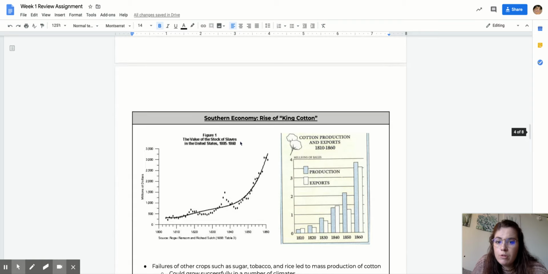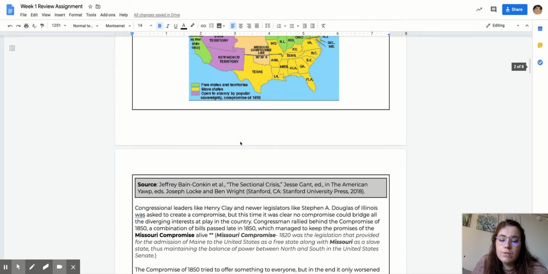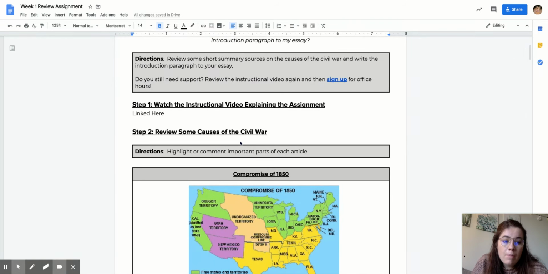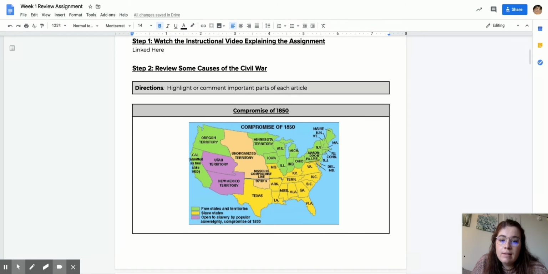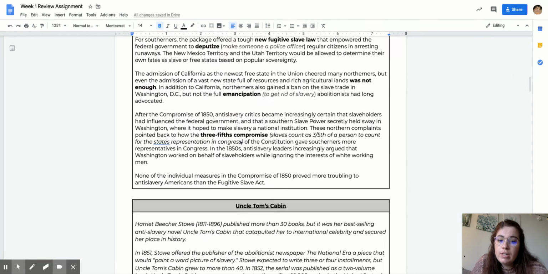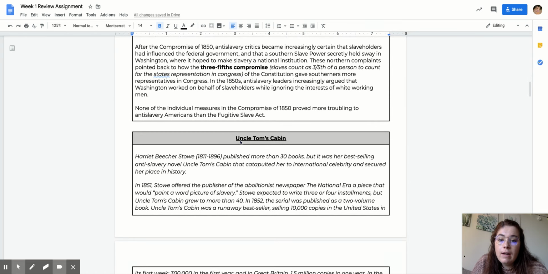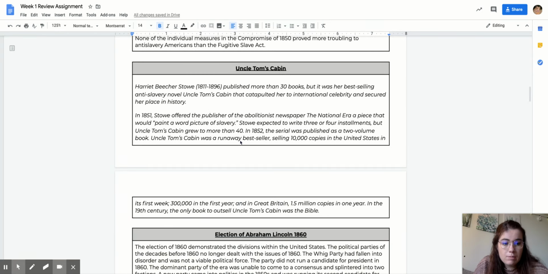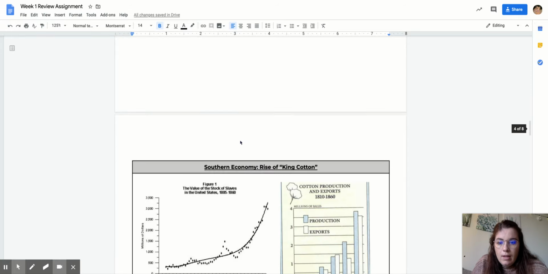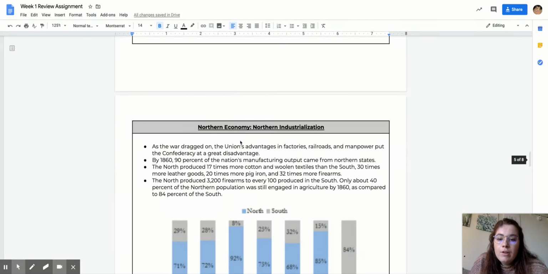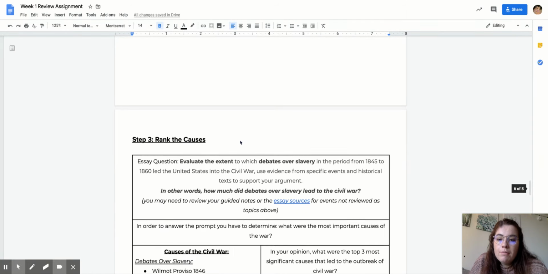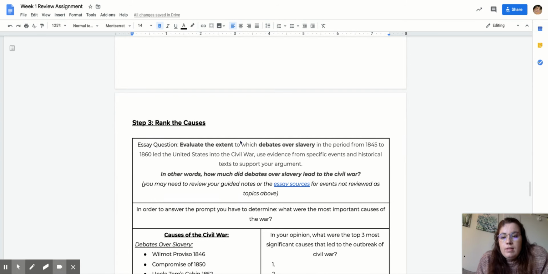So again, what I want you to do is go through all of these sources and just highlight or comment important parts of each article, parts you could possibly use as a piece of evidence. Add your reflections about the different areas that you see possible tension rising between the North and the South. After you get done with that, you're going to go down to step 3, where you're going to rank the causes. So this is in preparation for your essay.